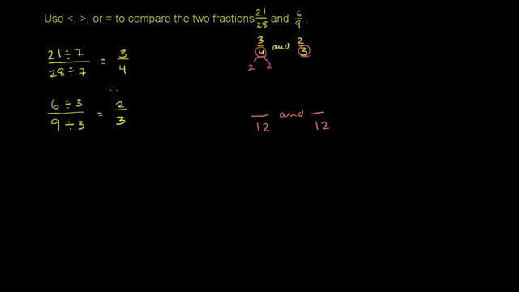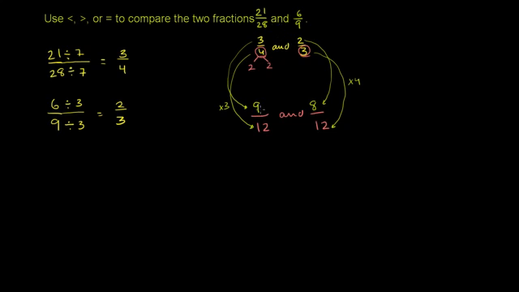Well, to get from 4 to 12, you've got to multiply by 3. So we're multiplying the denominator by 3 to get to 12. So we also have to multiply the numerator by 3. So 3 times 3 is 9. Over here, to get from 3 to 12, we have to multiply the denominator by 4. So we also have to multiply the numerator by 4. So we get 8.